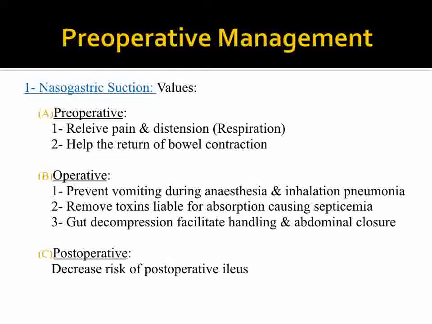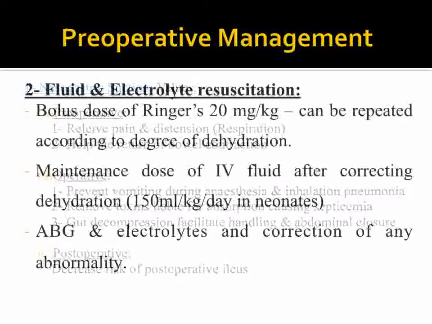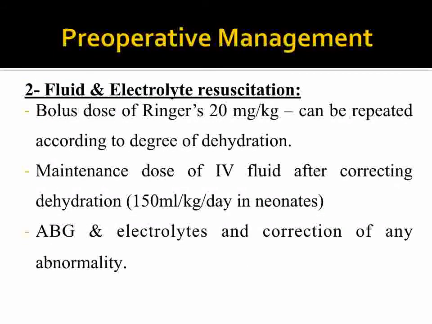So, any baby presenting with neonatal intestinal obstruction, we have to put a nasogastric tube because this nasogastric tube has many values: pre-operative, operative, and post-operative. The second, we have to correct the fluid and the electrolyte disturbances that may be present in the baby.